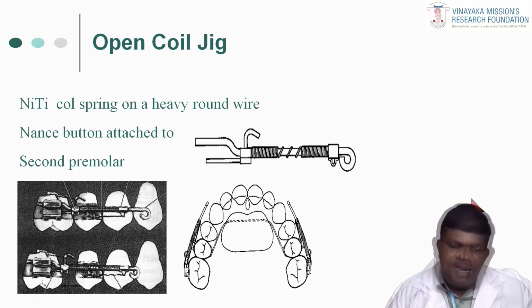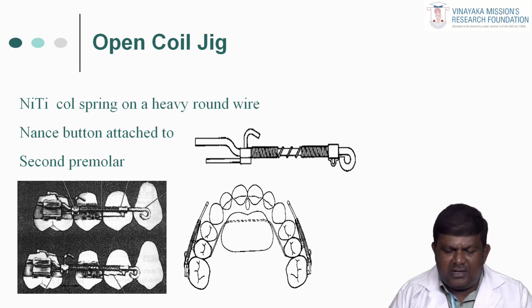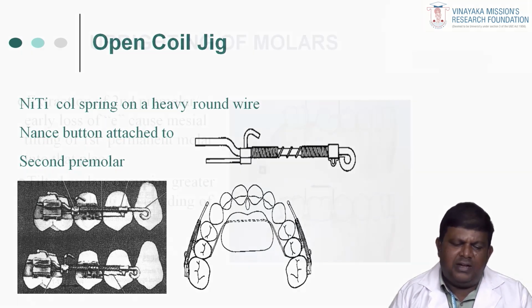Open coil jig: a 90 coil spring on a heavy round wire, and the Nance button is attached to the second premolar. You can see the Nance button is attached to the second premolar. Then the spring acts with the heavy round wire.